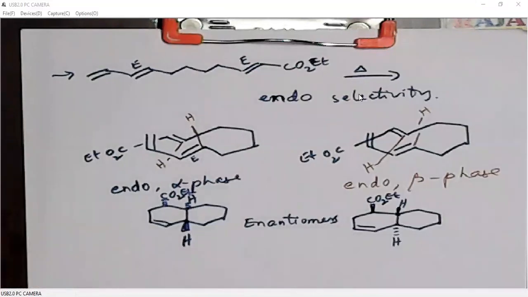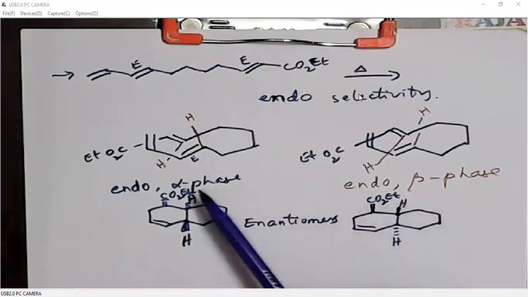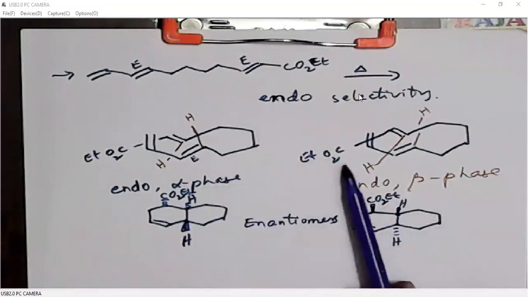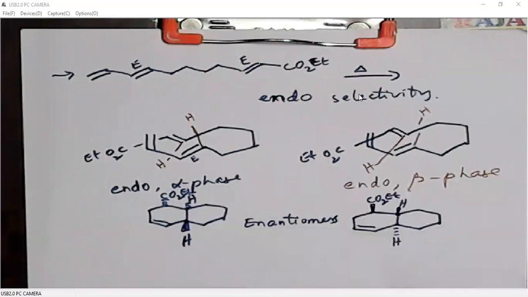Similarly, in the previous case, we have explained only one product for endo selectivity, one product for exo selectivity. But here with the endo selectivity, there are two possible products. So similarly with the exo selectivity, there are two possible products. Okay.